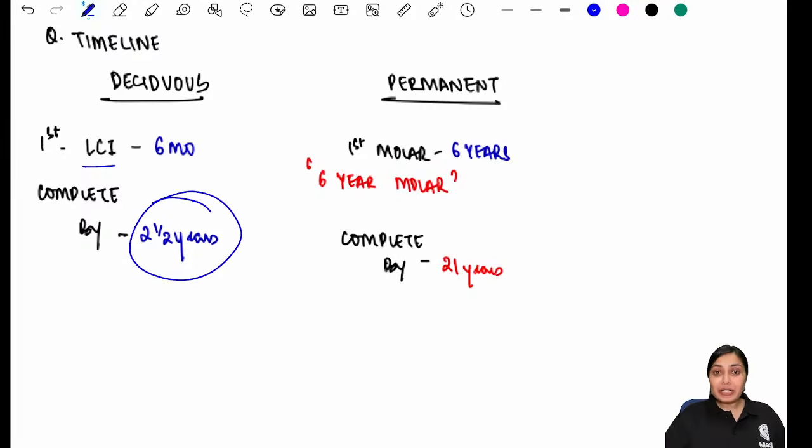Then we have permanent teeth. The first molar appears at 6 years of age. This is the first permanent tooth. This is also known as the 6-year molar. And finally, the permanent dentition is completed by 21 years of age.